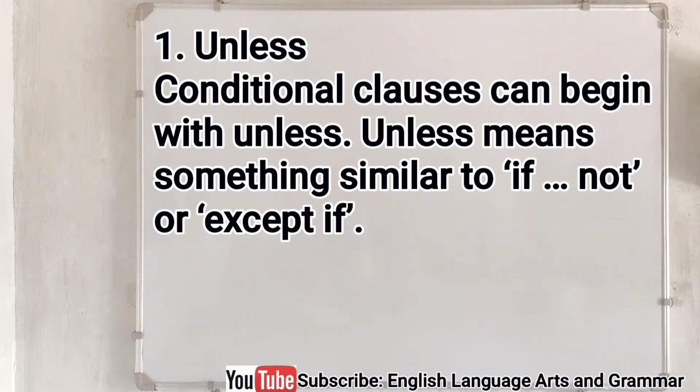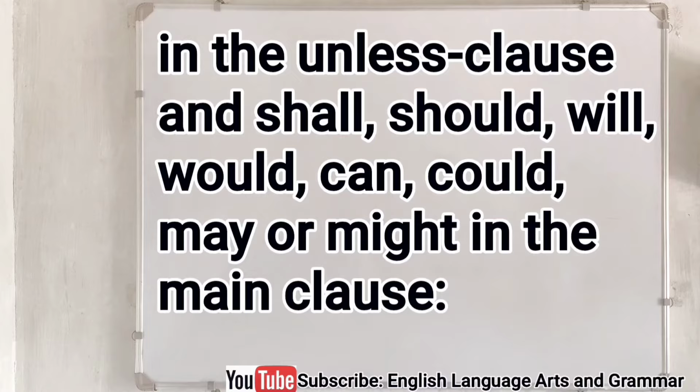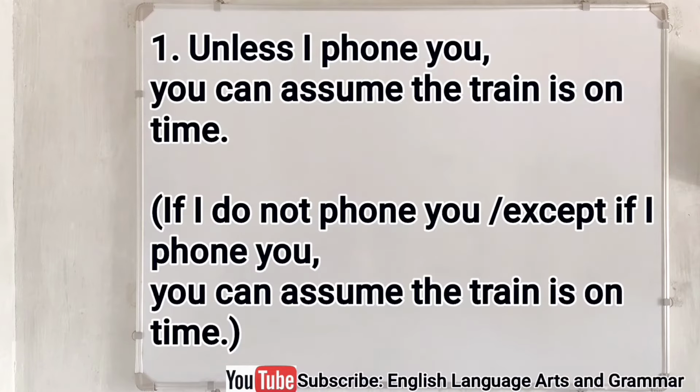Conditional clauses can begin with unless. Unless means something similar to if not or except if. The verb forms in the examples are similar to sentences with if. We use the present simple in the unless clause and shall, should, will, would, can, could, may, or might in the main clause. Let us learn some examples.